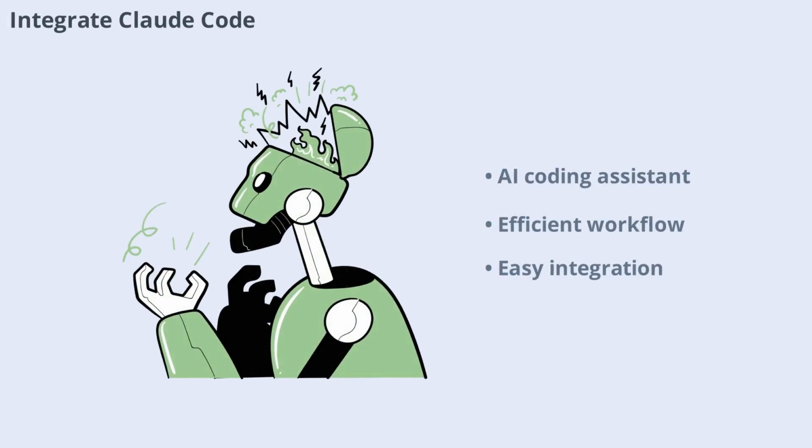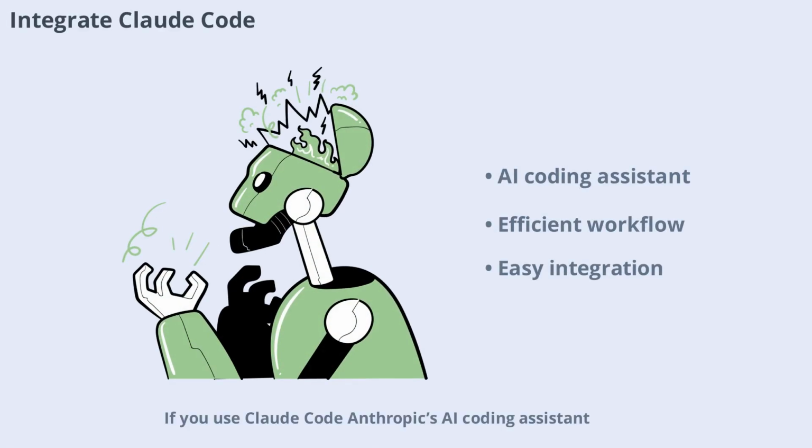If you use Claude Code, Anthropic's AI coding assistant, Ghostty is the perfect companion. Install the Claude Code CLI and start it in Ghostty. You can let Claude write code on the left and open a split on the right to run tests. This setup doubles your efficiency, allowing you to harness the power of AI while keeping everything organized and accessible.